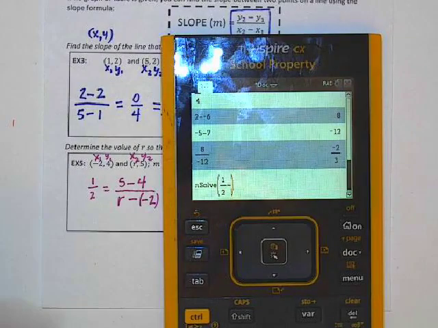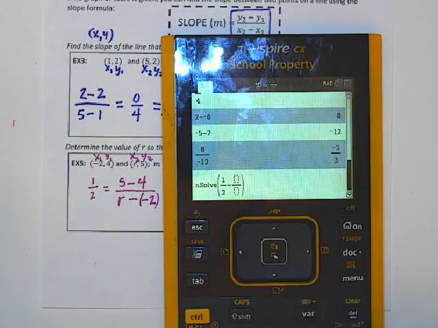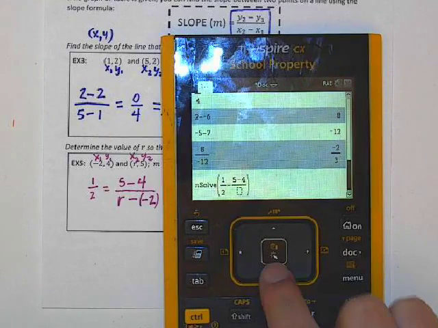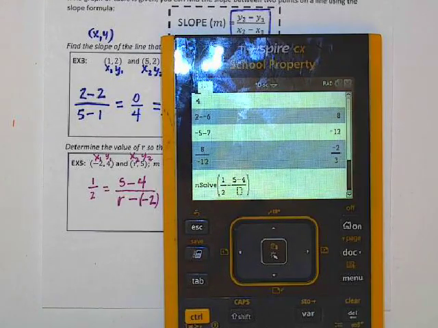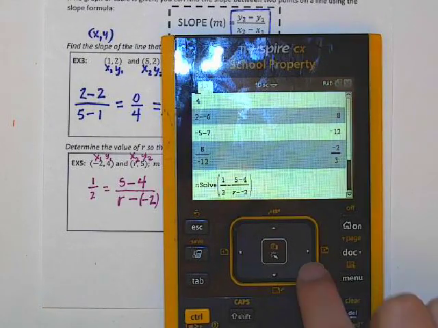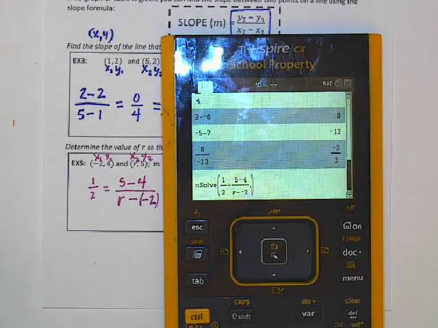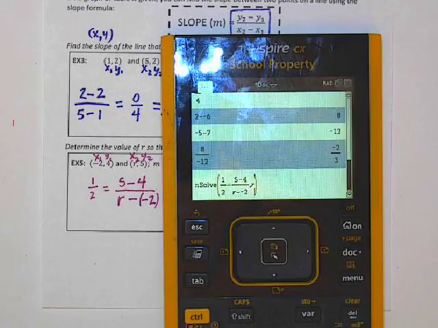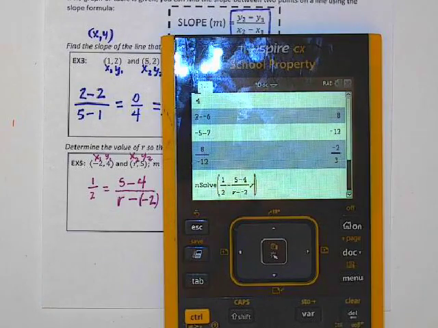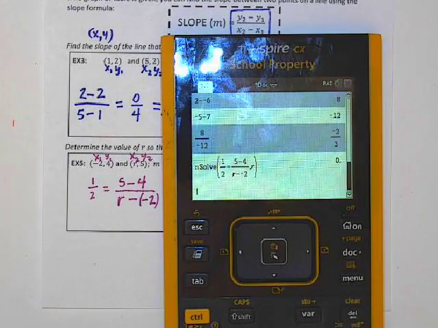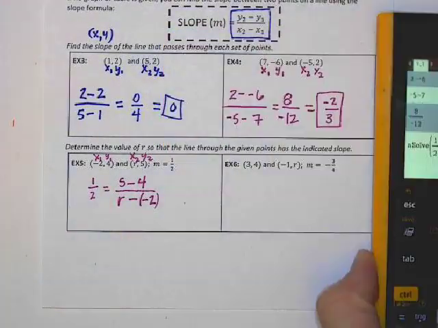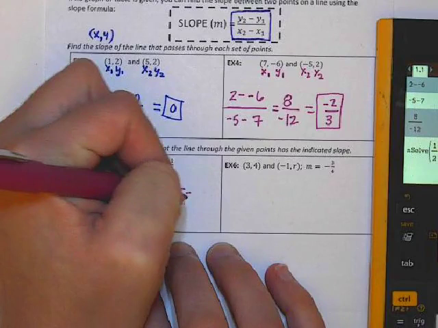And then I need another fraction. Control divide. 5 minus 4 on the top. R minus negative 2. And I'm trying to solve for R. So comma R. You hit enter, and you get 0. So R is 0.